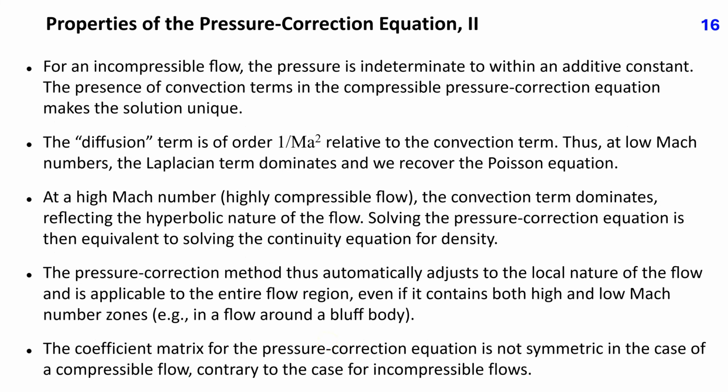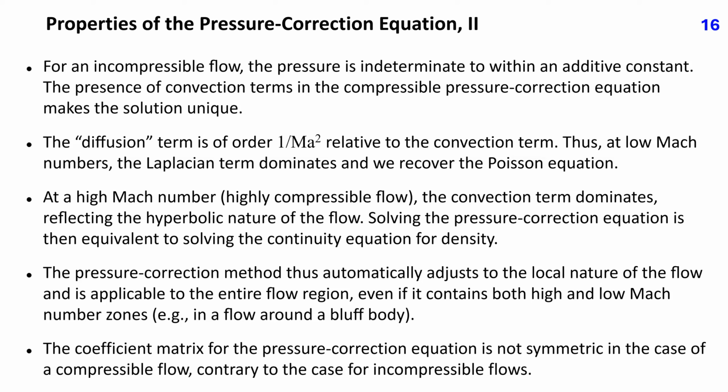For an incompressible flow, the pressure is indeterminate to within an additive constant. The presence of convection terms in the compressible pressure correction equation makes the solution unique. The diffusion term is of order 1 over Mach number squared relative to the convection term. Thus, at low Mach numbers, the Laplacian term dominates and we recover the Poisson equation. At a high Mach number, in highly compressible flow, the convection term dominates, reflecting the hyperbolic nature of the flow. Solving the pressure correction equation is then equivalent to solving the continuity equation for density. The pressure correction method thus automatically adjusts to the local nature of the flow and is applicable to the entire flow region, even if it contains both high and low Mach number zones, for example, in a flow around a bluff body.